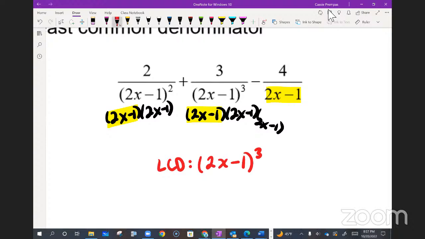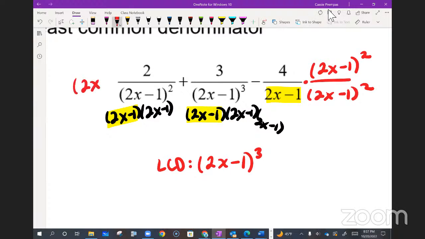So if I was actually performing this problem, I would multiply this fraction by 2x minus 1 squared over 2x minus 1 squared. And this one I would multiply by 2x minus 1 over 2x minus 1.